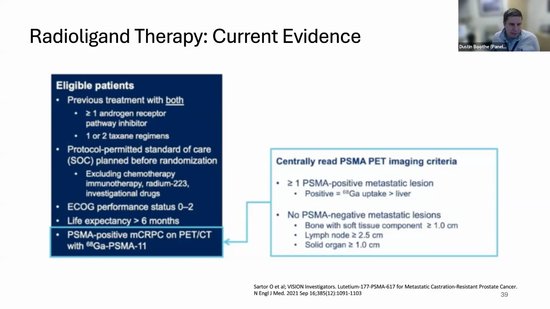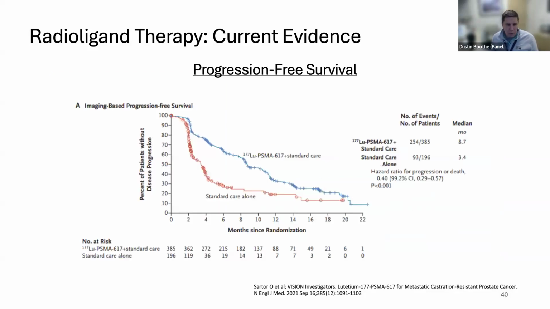Let's go on to the next slide. So we're going to look at some Kaplan-Meier curves here and just bust through a few of these, because I think we're already moving through time. So really looking at the VISION trial, PFS benefit of about 5 months, a little more than that. And that was in patients that received the PSMA-617 versus standard care.